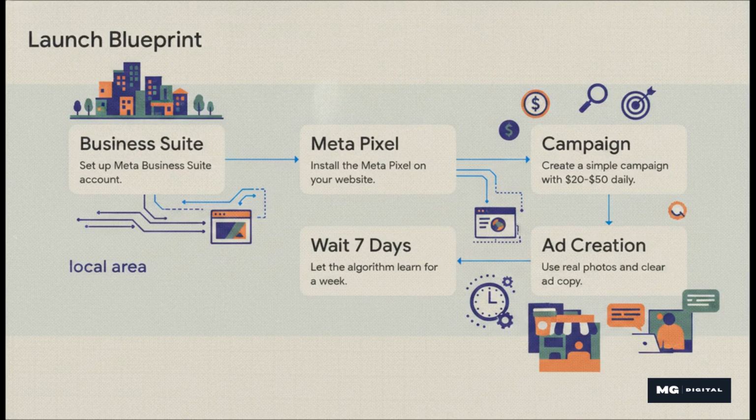Step 1. Set up your Meta Business Suite by going to business.facebook.com to create your account. Step 2. Install that Meta Pixel on your website. Step 3. Create a simple traffic or lead generation campaign focused purely on your local area, pick 1 or 2 interests, and set a daily budget of $20 to $50. Step 4. Do not overthink your first ad. Just use real photos of your work and clear copy like we discussed. And Step 5. Let it run for 7 days.